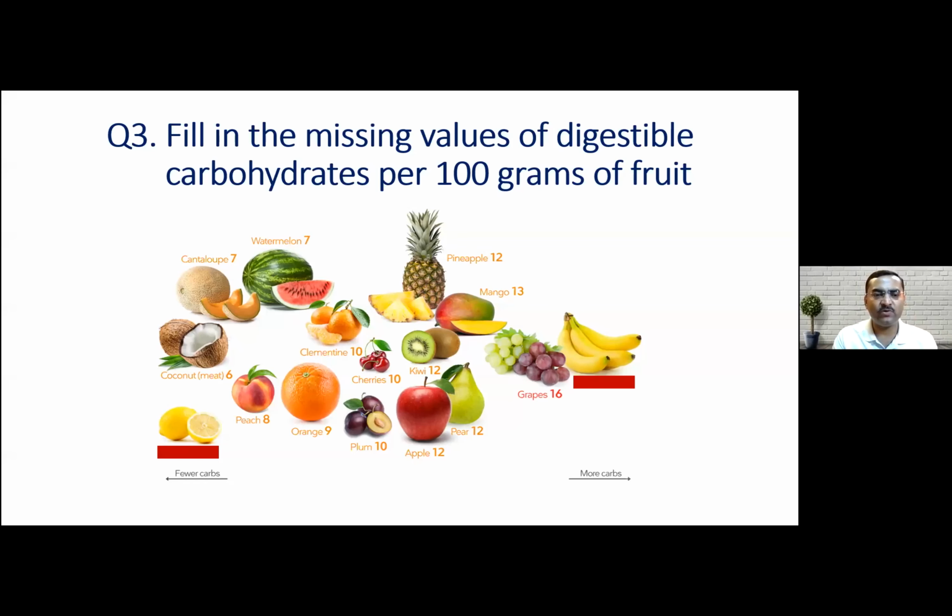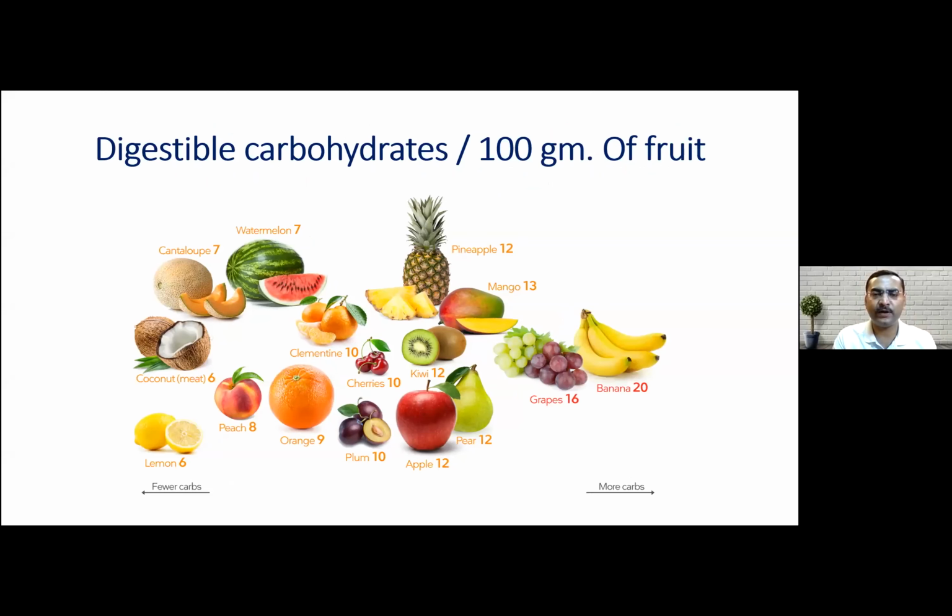The missing values: with lemon, it was 6 grams of carbohydrate per 100 grams of fruit. With banana, it was 20 grams of carbohydrate per 100 grams of fruit. But overall, again, we know that fruit has vitamins, fruit has fibers, and they are one of the healthiest sources of energy that we know of. So the answers would be 6 and 20 that I was looking for.